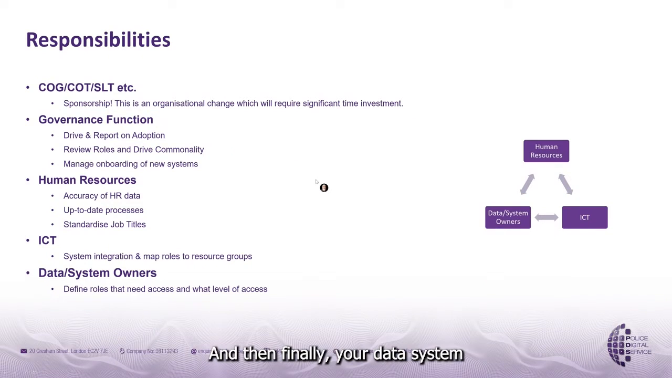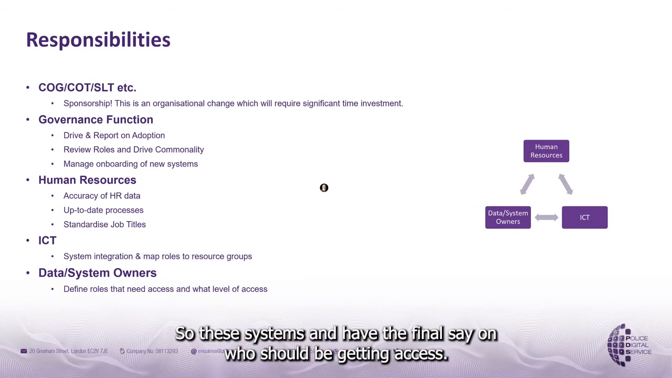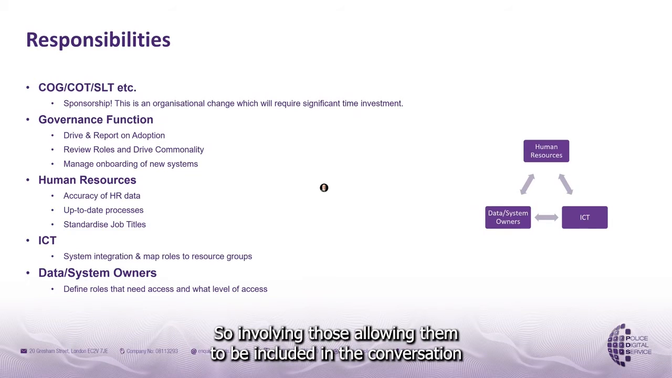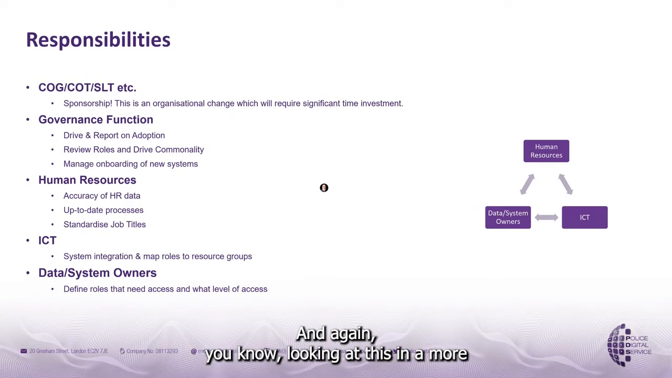And then finally, your data system owners. They're the ones that ultimately own the data to these systems and have the final say on who should be getting access. So involving those, allowing them to be included in the conversation to determine who they think are appropriate to have access. And again, looking at this in a more holistic way.